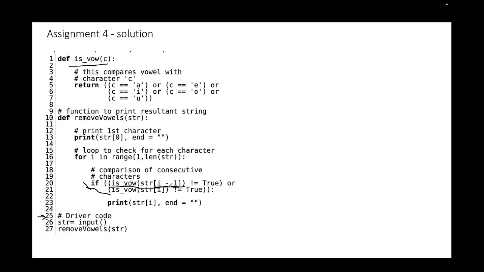Basically, it is checking the alphabet at the ith position, is it a vowel? And the alphabet at the i minus 1 position, if that is also a vowel, this if statement will disqualify, and this print won't be followed.